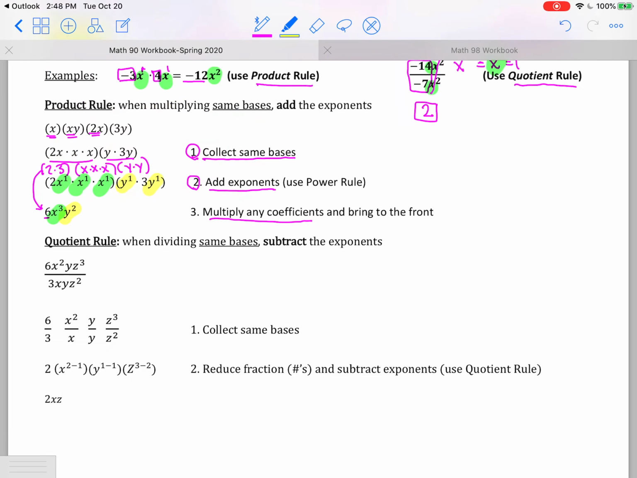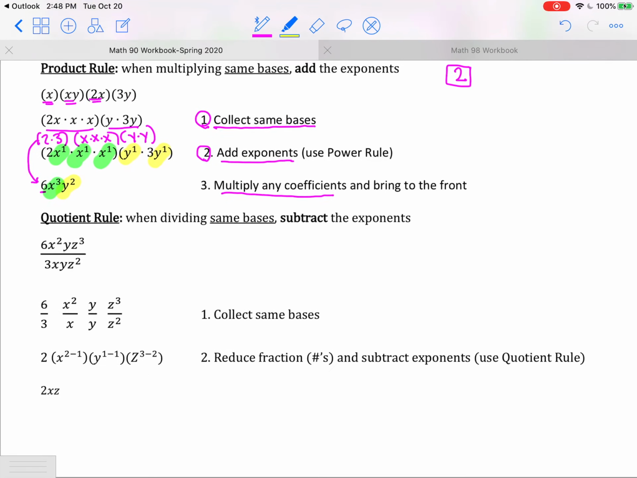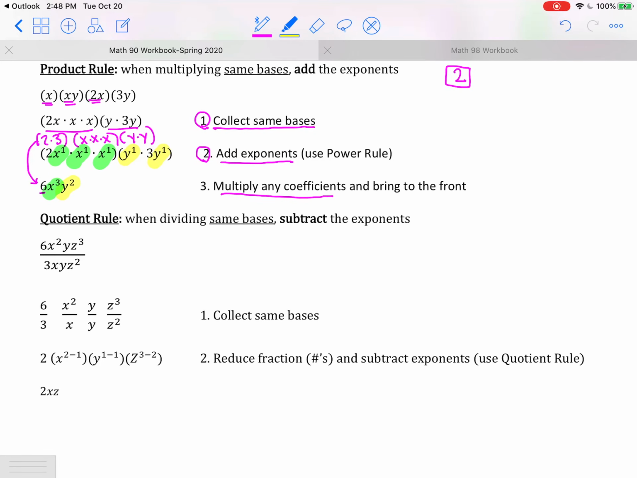All right, let's take a look at the quotient rule. And I'm just bringing these up, you guys, because you're going to need a little bit of this information when you're answering some of the questions here on the multiplication and division of real numbers. So that's why we're going over this now.